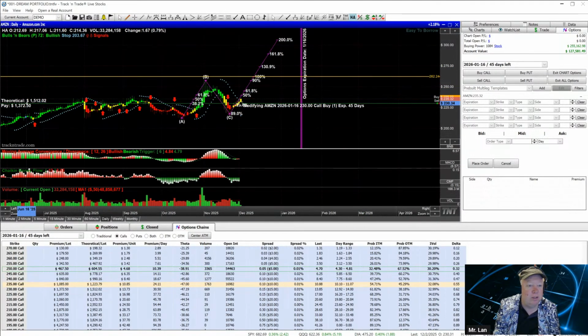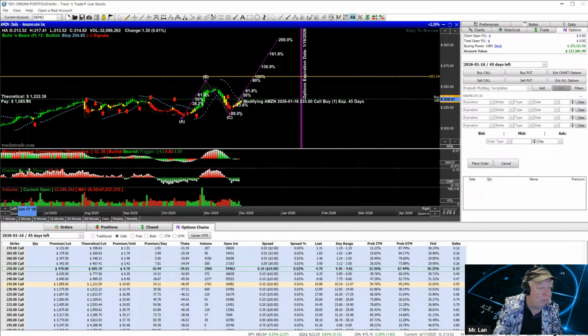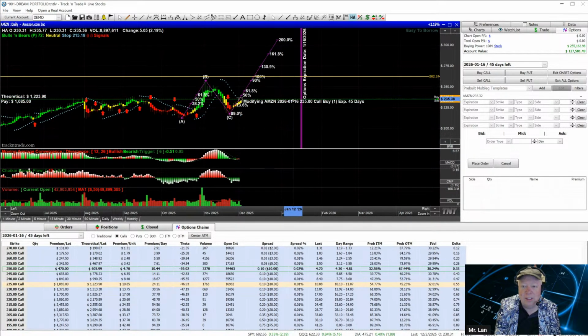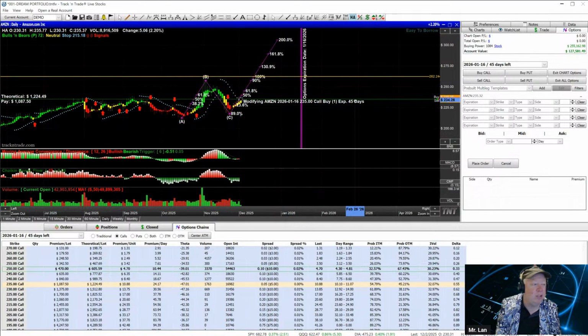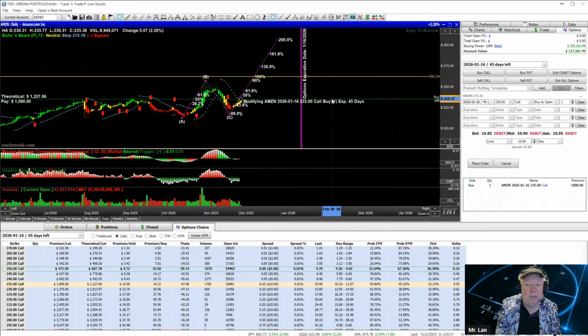You can see over here we're going to pay $1,085, which corresponds with what was down in the table below. And then you can see we're modifying an Amazon 2026 0116. That's the expiration date, January 16th. A 235 call. We're going to buy one with an expiration of 45 days. Pretty simple stuff. It's right there laid out for you on the little calculator on the screen. When we left click the mouse, that's the order, and it fills out the order ticket.